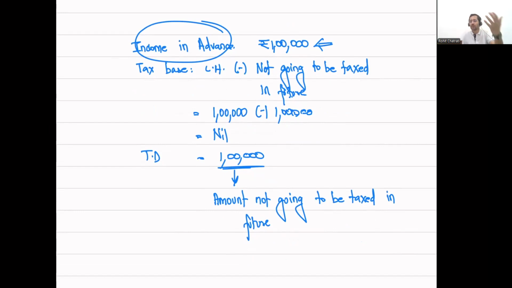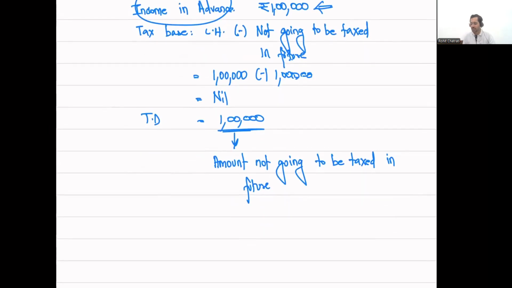An income that will not be taxed in future is technically like a benefit itself, and hence it's regarded as a deductible temporary difference. Technically speaking, this 1 lakh is not a deduction that I will get in future. It represents income that I'm going to recognize in my accounting P&L, but it will not get taxed in future. Since that is an income which is not going to get taxed in future, it is equivalent to a benefit that I'm going to receive, and hence it's treated as a deductible temporary difference.